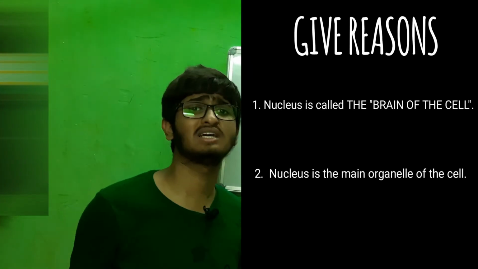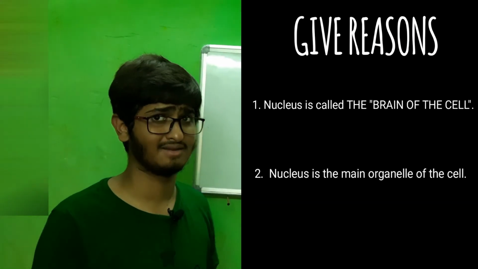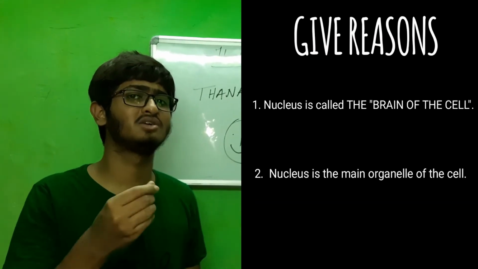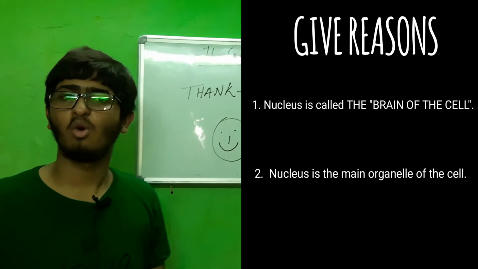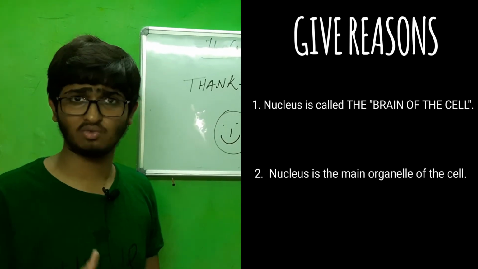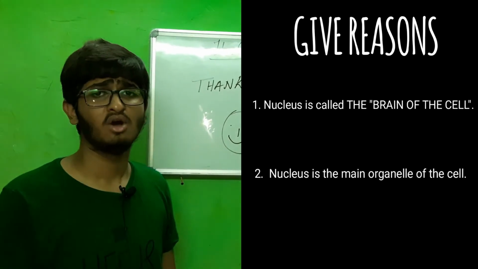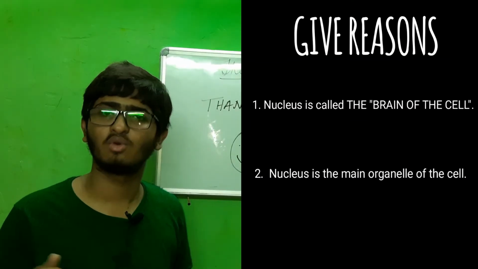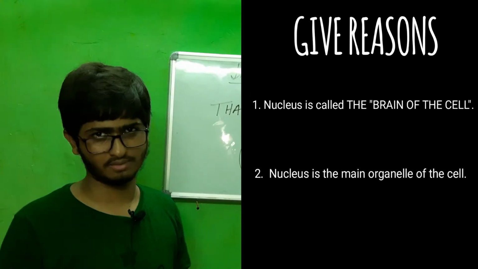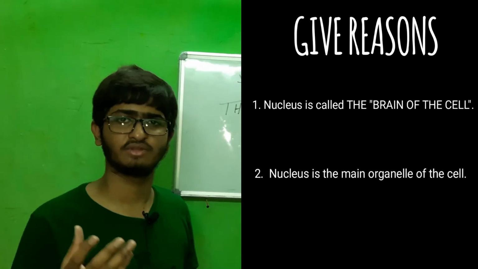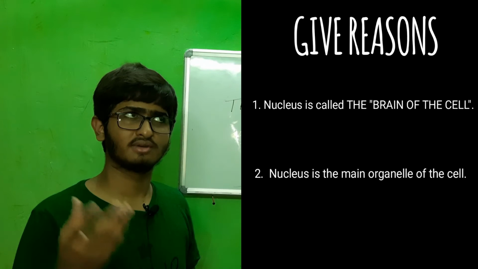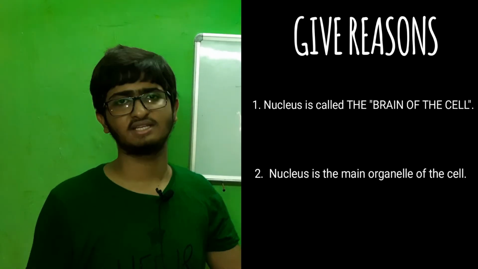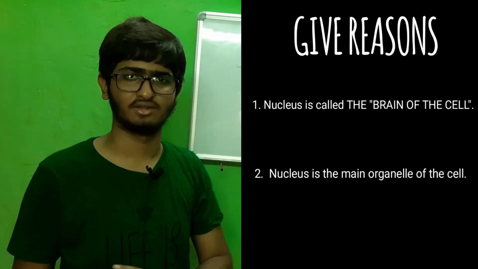First of all, the nucleus is known as the brain of the cell because the nucleus controls and coordinates all the activities of the cell. The nucleus is the main organelle of the cell. Again, the same reason: the nucleus controls and coordinates all the essential information of the cell. Or moreover, you can write that the nucleus carries information from one cell to another.